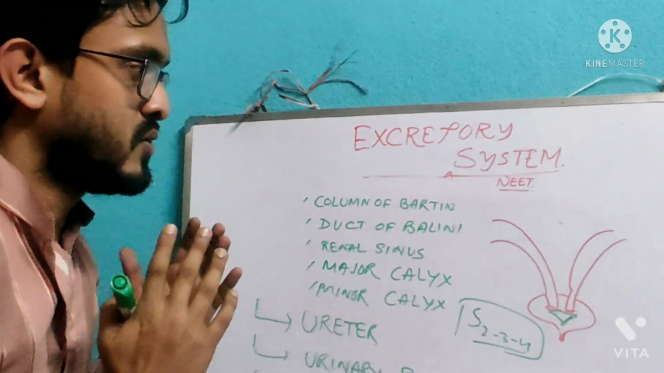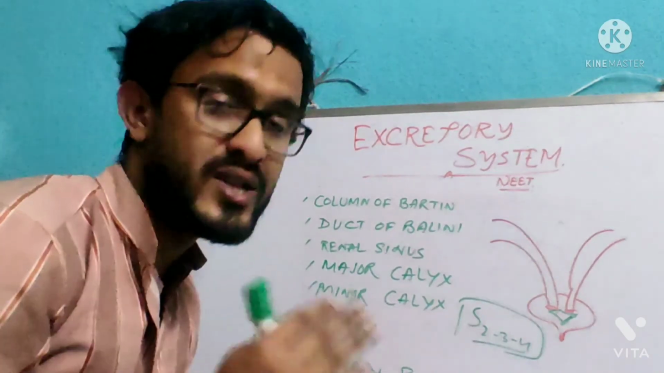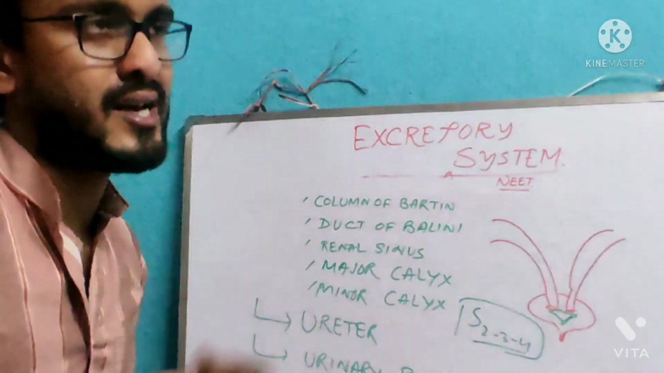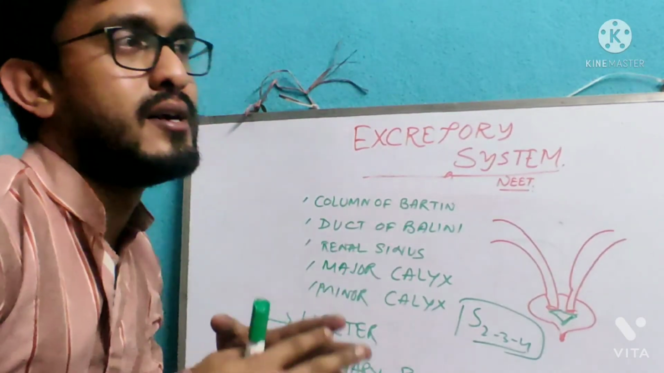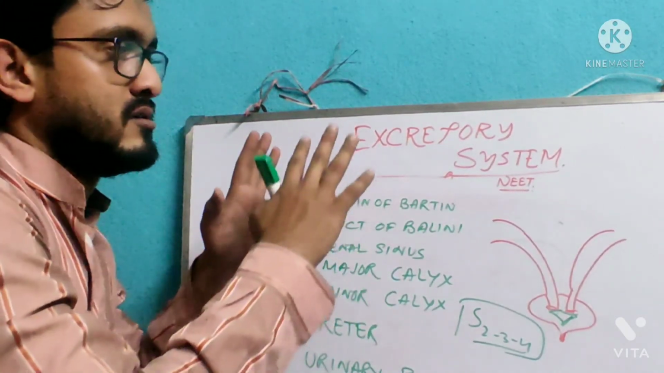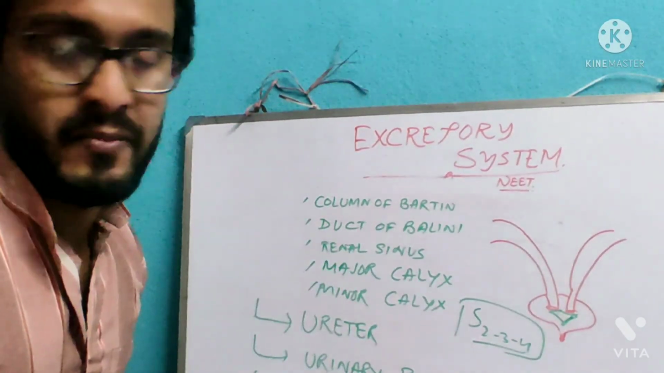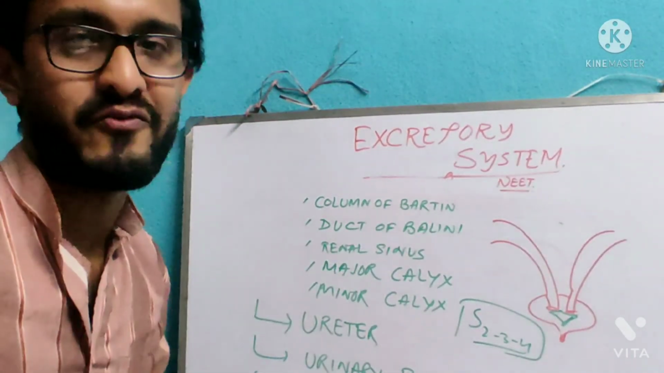Okay, so that's all for today. We will study the rest of the excretory system of humans, like the structure of the nephron, the different molecular structure, as well as the formation of urine in the next part of the video.